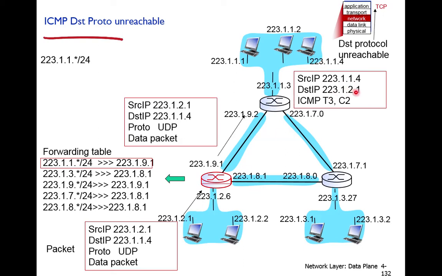Okay, 223.1.2, and the ICMP type will be 3 and code will be 2. So type 3 and code 2 means that the destination protocol is unreachable. This message will be sent to the sending machine.